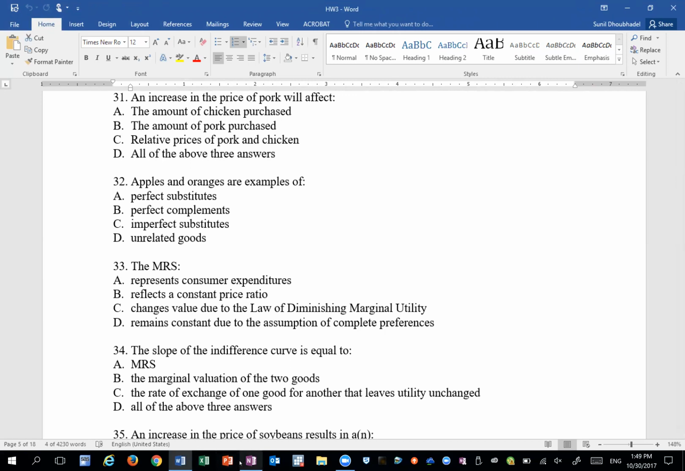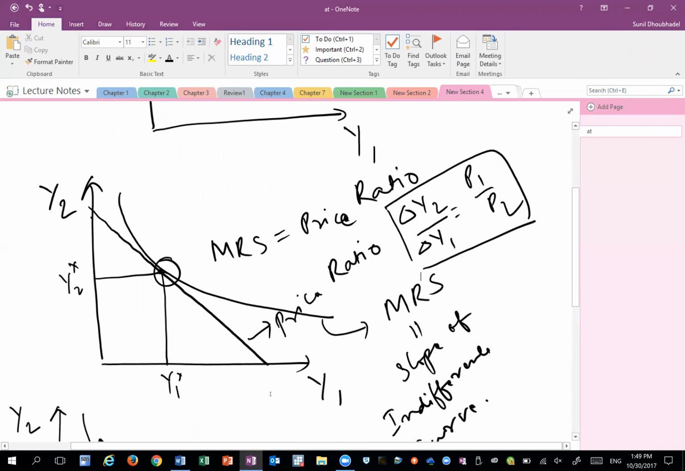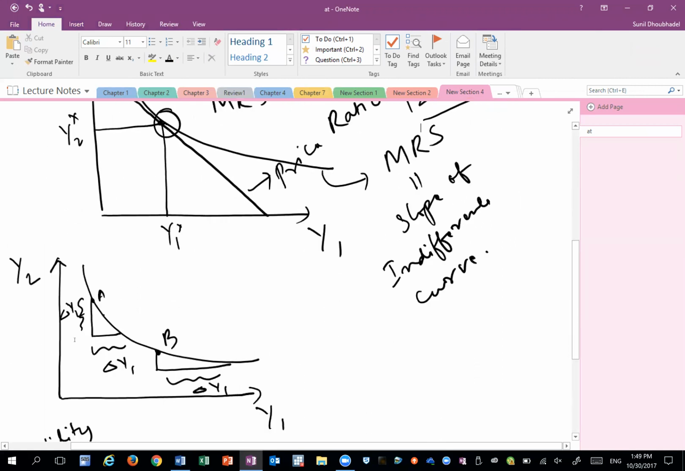Yes. Why? Because again, you can go back to this figure over here, okay? So MRS is the slope of this indifference curve. That's what we said, right? So the slope changes, or the slope diminishes, as we move along that indifference curve, okay? And that is because of the law of diminishing marginal utility.